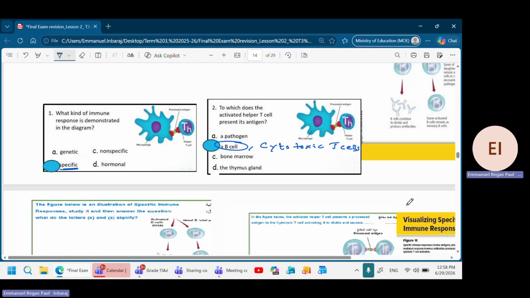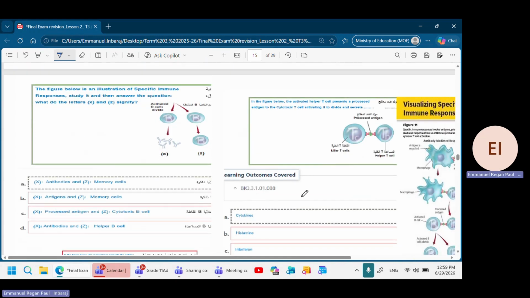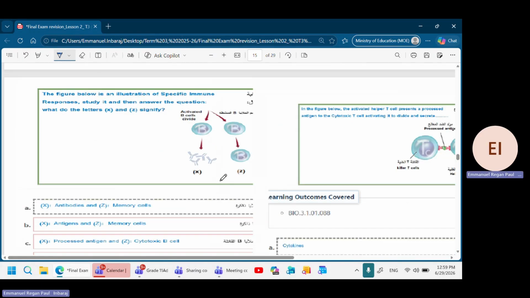Okay, and let's move to this question. Yeah, they're asking you, see, what is X? This is how they will ask. Now, what is X and what is Z? In the figure below, it illustrates the specific immune responses. Study it and then answer the question. What do the letters X and Z signify? This is X, this is Z.